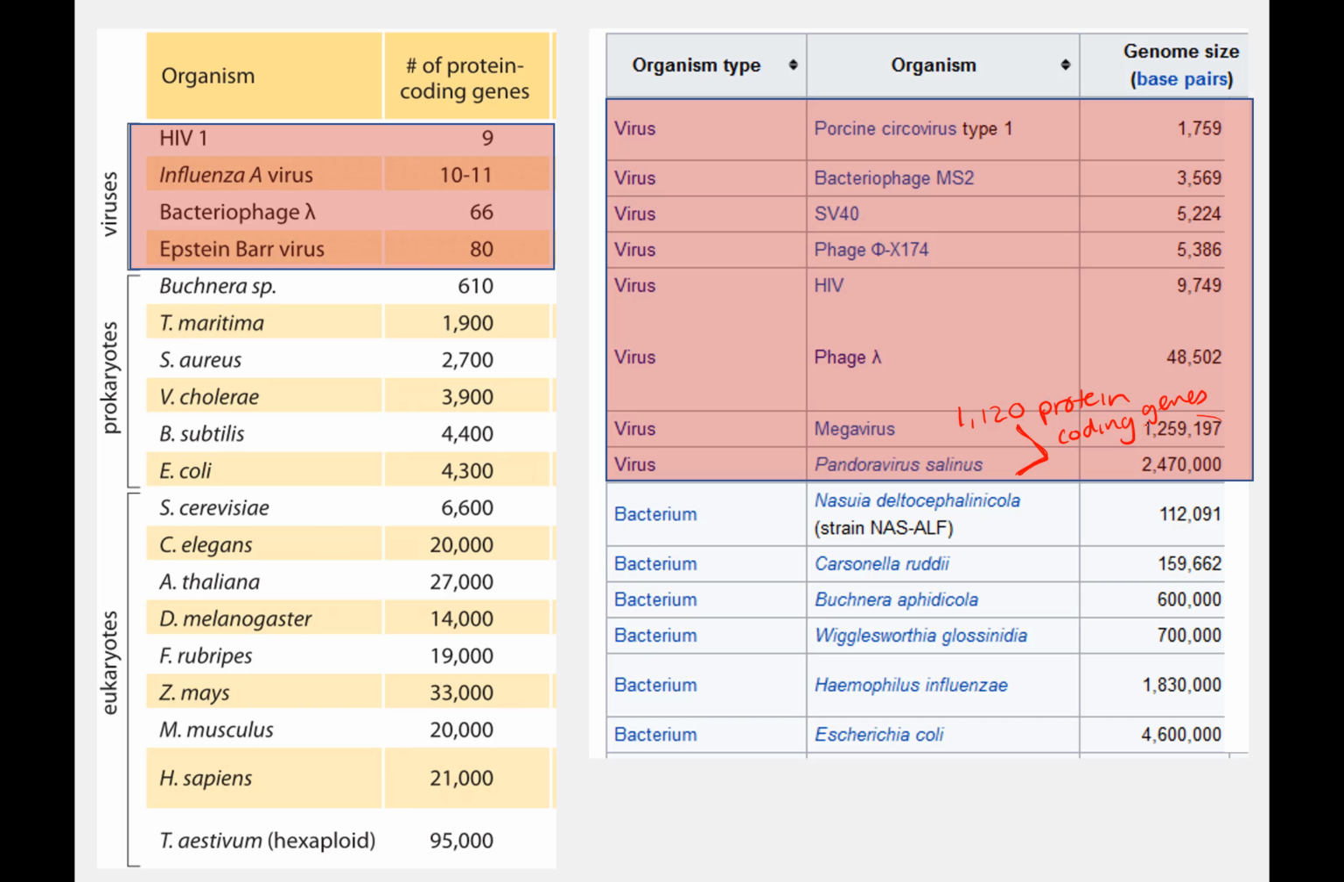And it has a super big genome, 1.2 million base pairs. Okay. HIV only has 9,700 nucleotides, and again, 9 genes. So viruses come in a huge range of genome sizes and numbers of protein coding genes. So again, that wouldn't be a good way to classify them either.